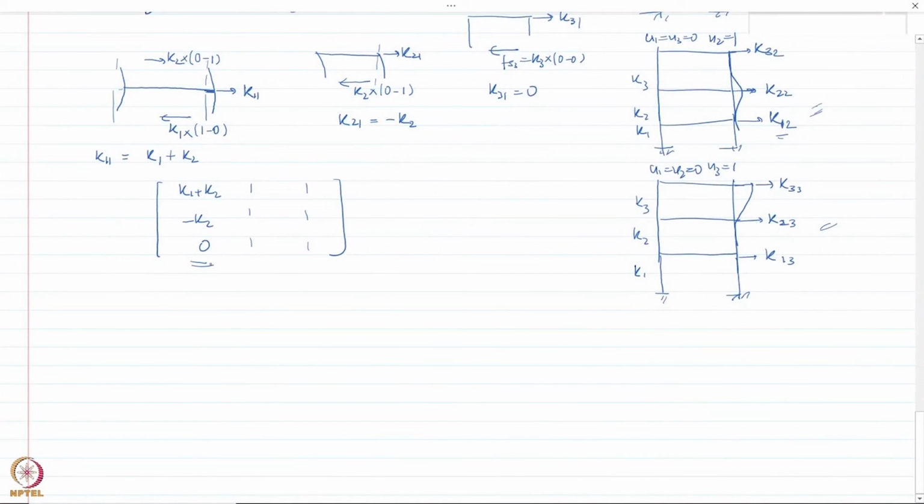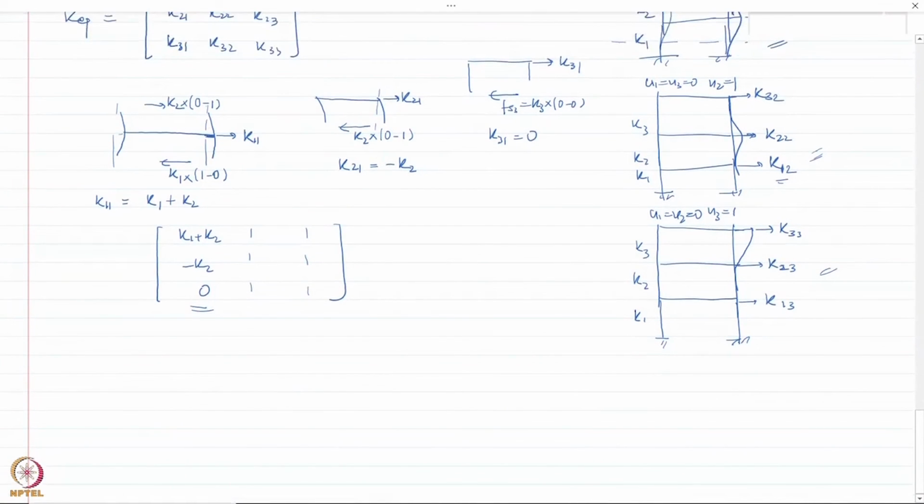Okay, and you will see if you repeat this procedure here and here, you are going to get exactly the same stiffness matrix. So let me write it as minus K2, 0, K2 plus K3. Minus K3 here, and this is K3. So this is the K matrix. So using the influence coefficient method, we have been able to derive the stiffness matrix like this.